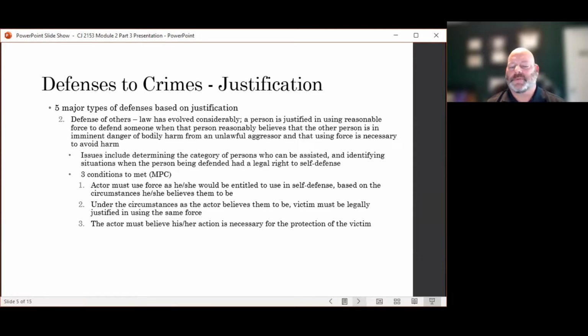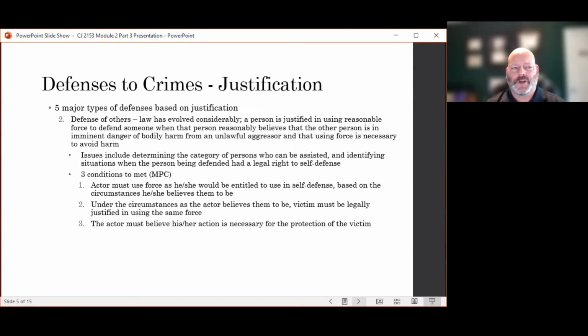The second major type of defense based upon justification is the defense of others. This particular type of defense has evolved considerably within the law. A person is justified in using reasonable force to defend someone when that person reasonably believes that the other person is in imminent danger of bodily harm from an unlawful aggressor, and that using force is necessary to avoid harm. Issues include determining the category of persons who can be assisted, and identifying the situations when the person being defended had a legal right to self-defense.